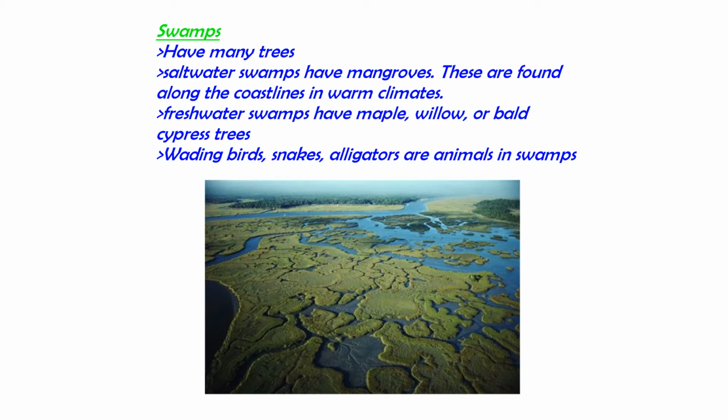Now, marshes and swamps are considered to be transition zones, like I said before. So they can have salt water or fresh water or both.